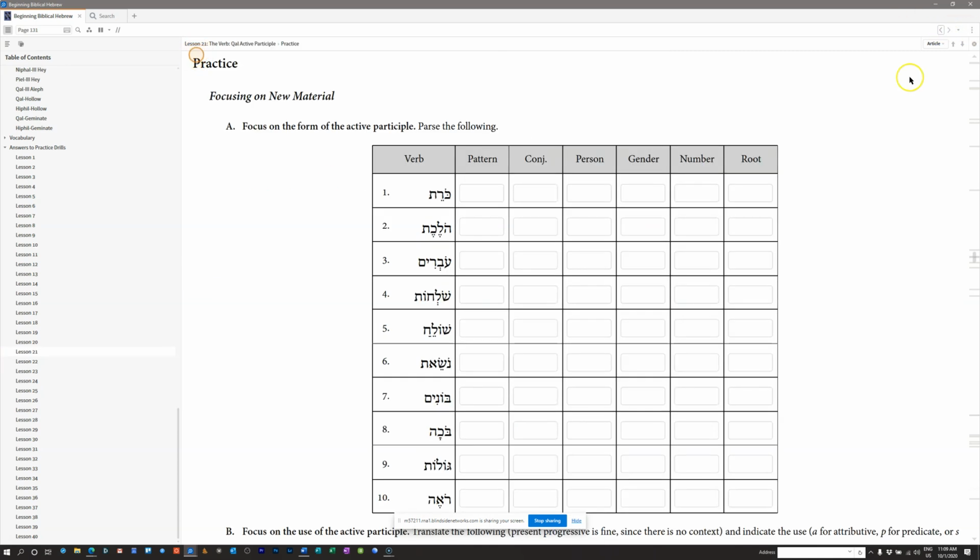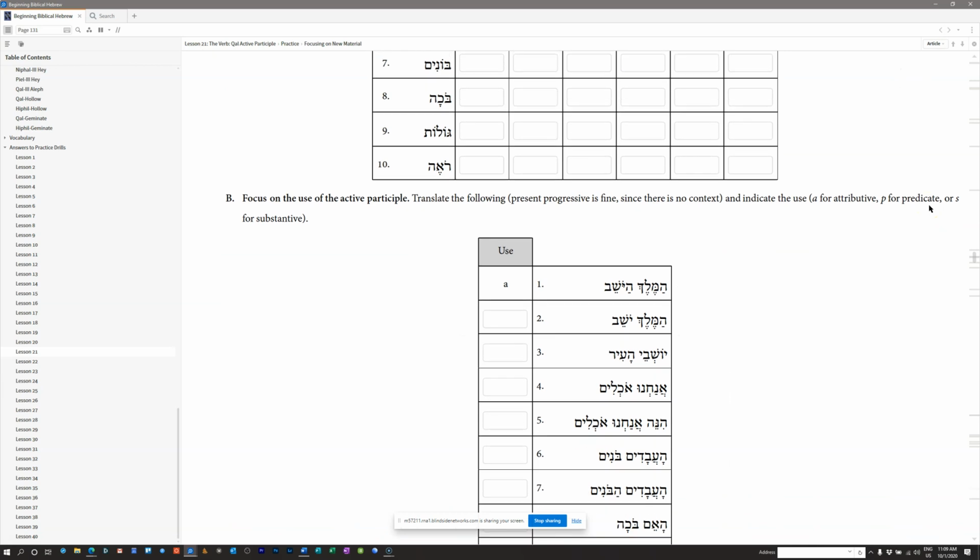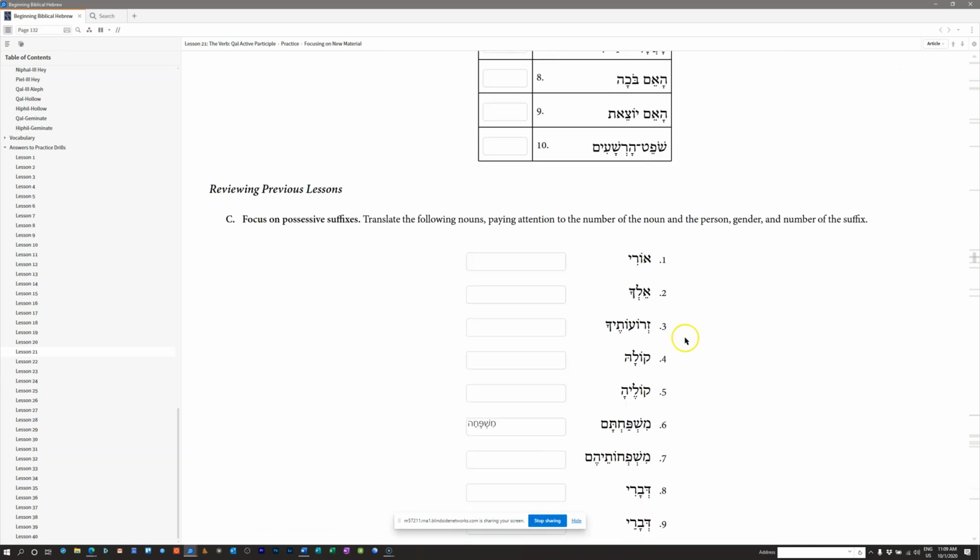Let's see here. All right, so number 4, we have kolah. Kol is voice. It's singular. There's no yod here, so this would be her voice. This is a 3FS suffix. Koleha, now we get that yod in here. So this is going to be her voices or her sounds.